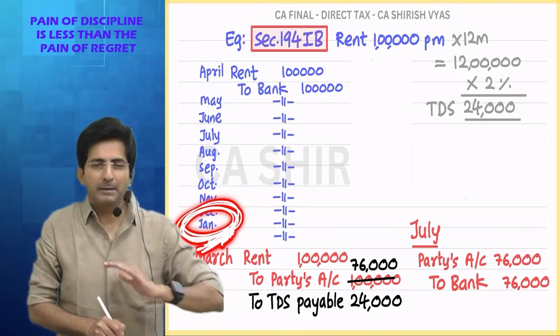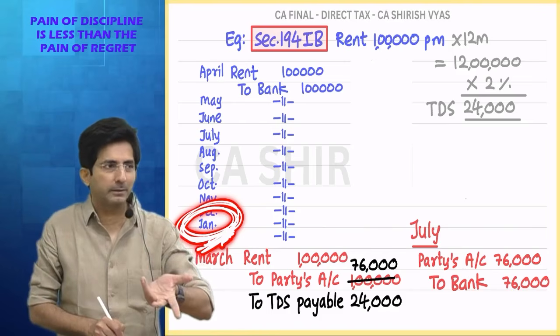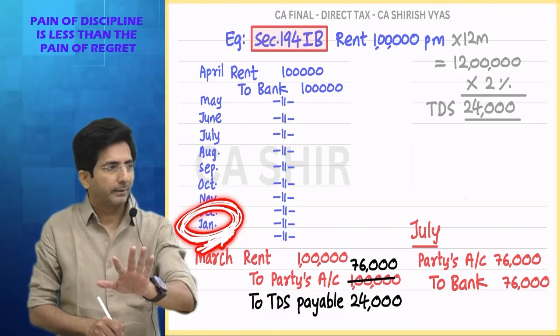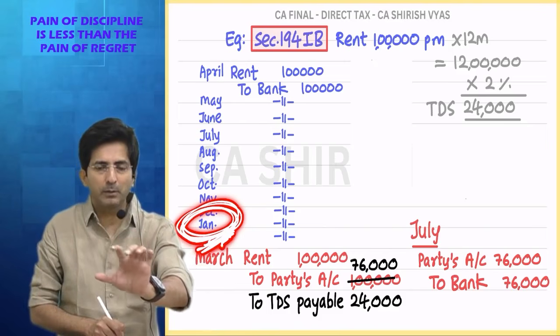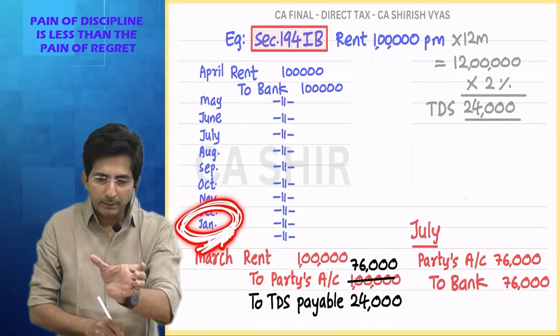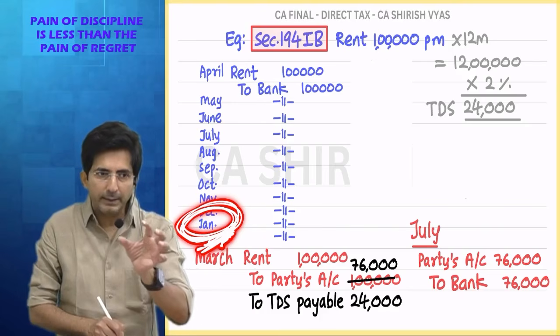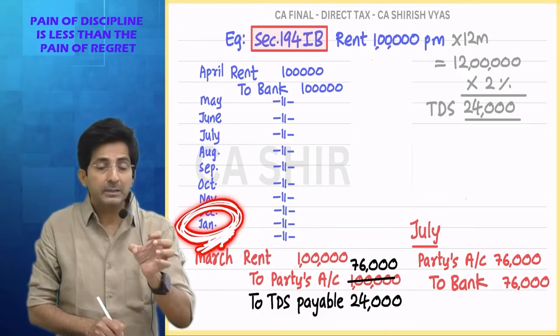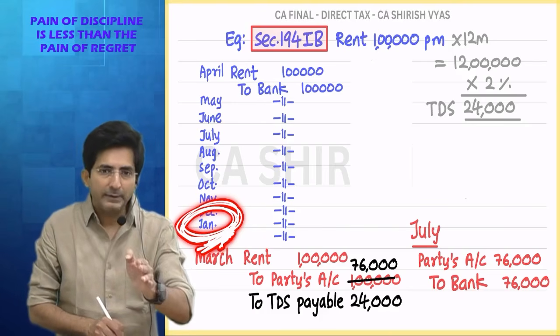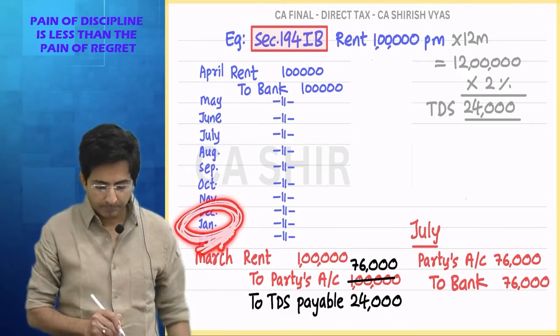So see, although I might casually say 30th of next month, but please don't mind. Technically it's not 30th of next month. What is the proper language? Within 30 days from the end of the month when TDS is deducted. When TDS liability is created. From the end of that month within 30 days.